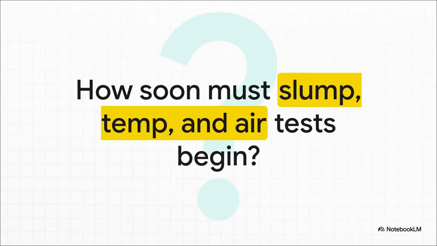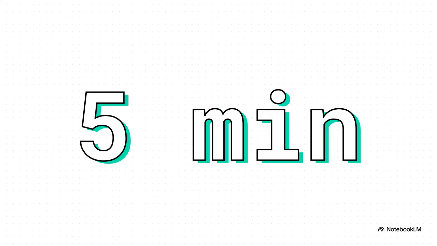Okay, so you did it. You got your whole sample collected inside that 15-minute window. Awesome. But guess what? A new clock just started. What's the deadline for those first crucial tests? 5. Just 5 minutes. That's all you get. Properties like slump, temperature, and air content, man, they can change in the blink of an eye. You have got to get on it immediately to get a true picture of the concrete that was delivered.